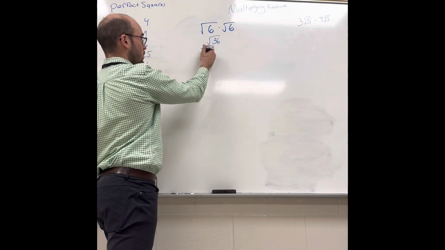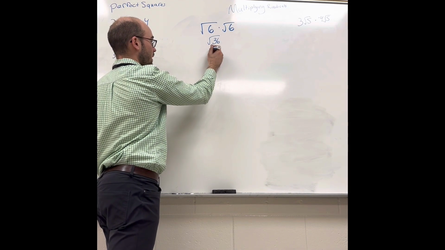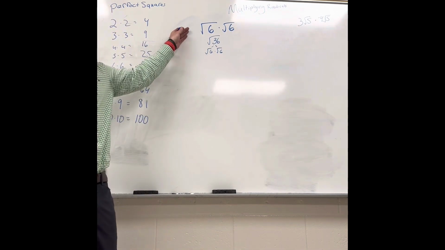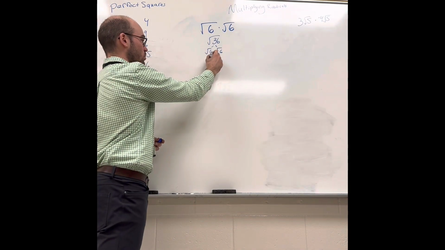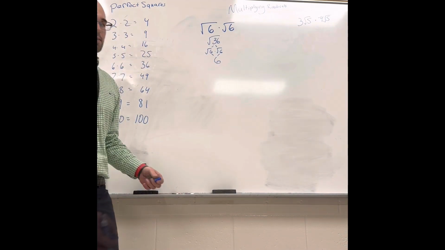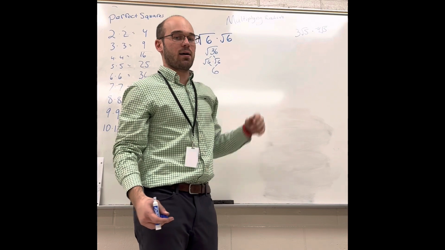so I would get root 6 times root 6. I know this is a little redundant, but when I have root 6 times root 6, my final answer would be 6. Right, next up, we've got a little bit more of an involved one.